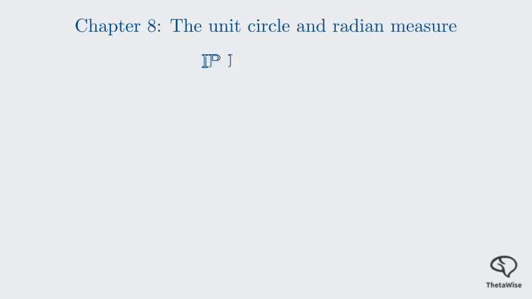In this video, we will explore Chapter 8 of the IB Mathematics Applications and Interpretation Higher Level textbook, the unit circle and radian measure. This is a foundational topic for understanding trigonometry and its applications. Our focus will be on the core concepts required for the IB AIHL syllabus.